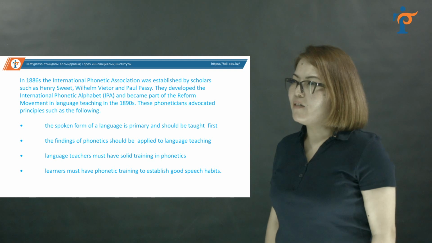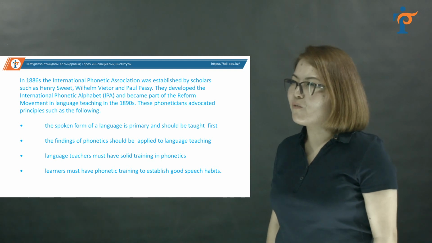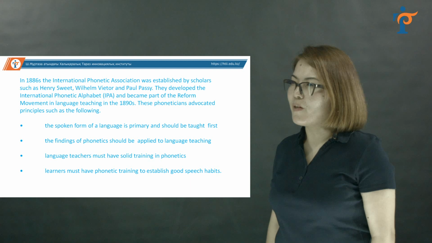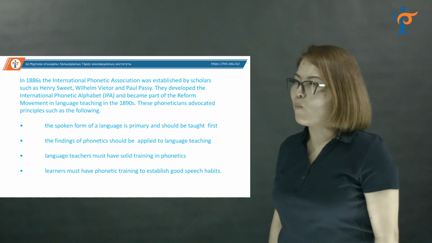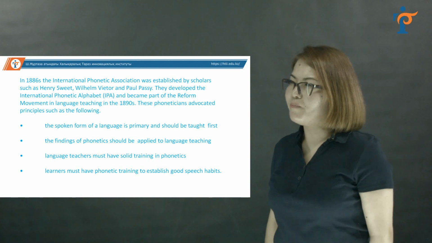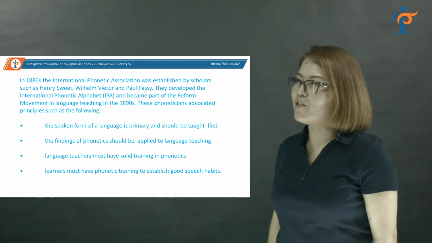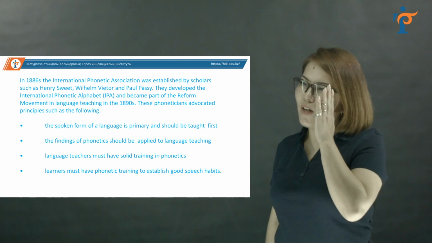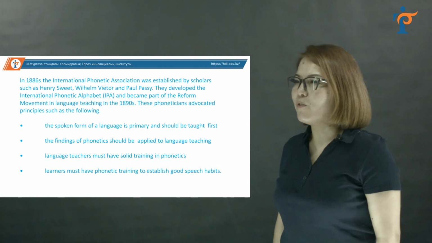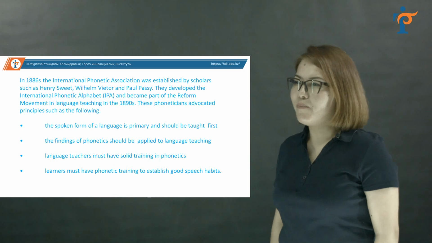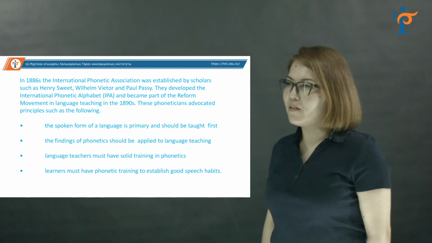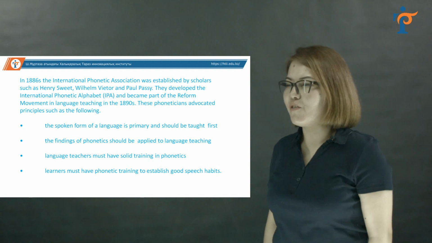In 1886, the International Phonetic Association was established by scholars such as Henry Sweet, Wilhelm Viëtor, and Paul Passy. They developed the International Phonetic Alphabet, which we call IPA, and became part of the reform movement in language teaching in the 1890s. These phoneticians advocated principles such as the following.